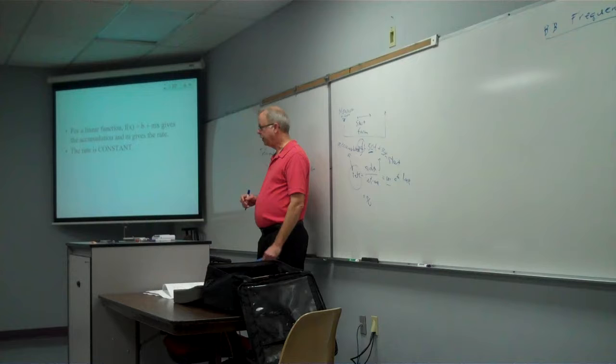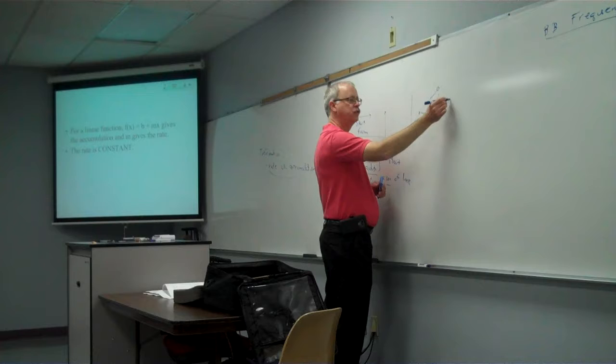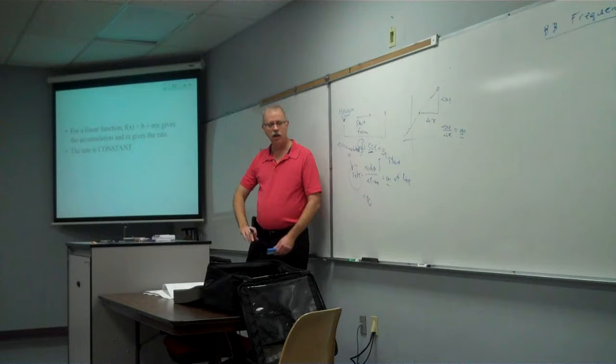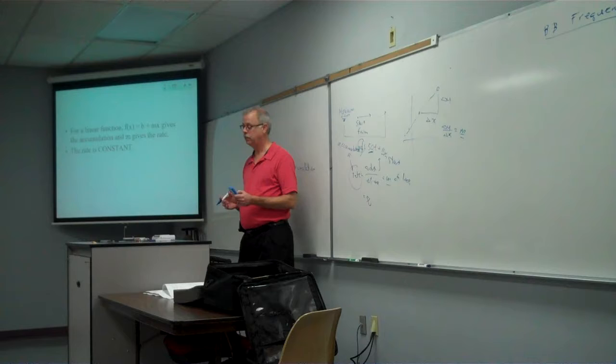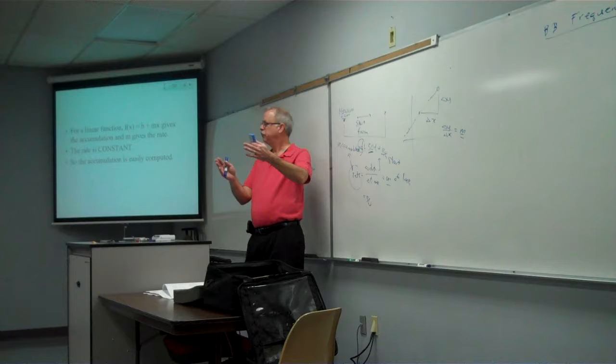And the whole idea about a line is that the rate is constant. No matter where we are on a line, no matter what two points we pick, the change in y over the change in x is always the same. Doesn't matter what two points we pick. And so typically with a line, we just pick any two points and compute the slope. And the accumulation is a pretty straightforward formula. If we know what the rate of change is and how much we had to start with, we can figure out the accumulation.